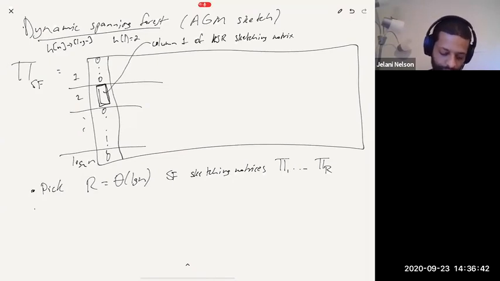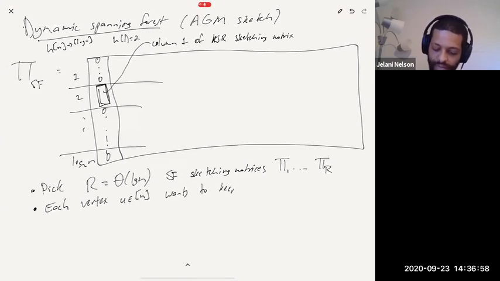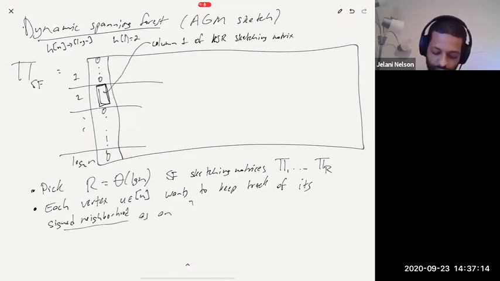Okay, and good. Each vertex, let's say u in 1 to n, wants to keep track of its signed neighborhood, I'll describe what this means, as an n choose 2 dimensional vector.